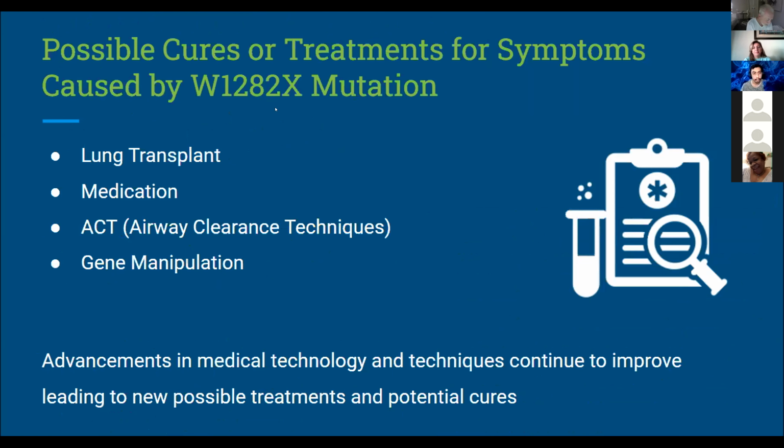All right, thank you. I'm going to talk about some treatments and cures available for the symptoms caused by the W1282X mutation. There's lung transplantation, medicine, ACT, which stands for airway clearance techniques, and gene manipulation. There are more options available, but these are some of the most important in my opinion.